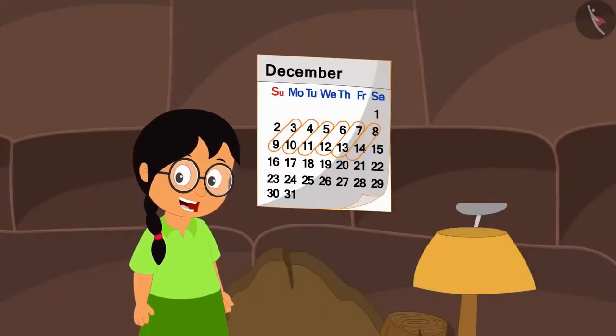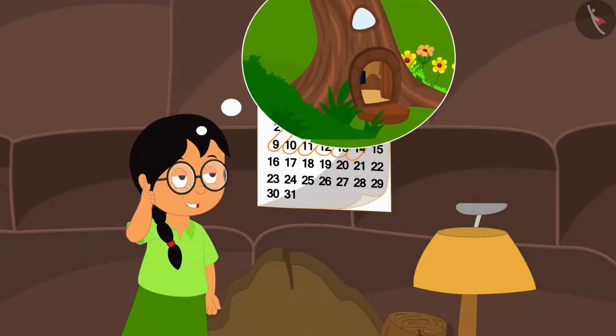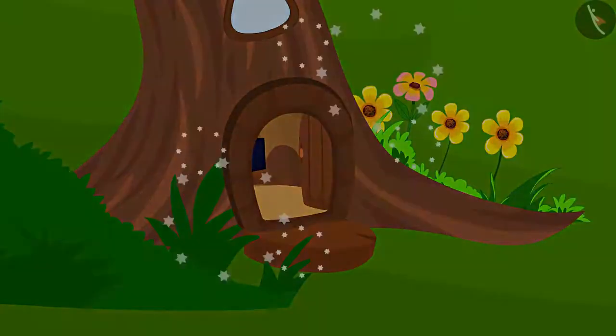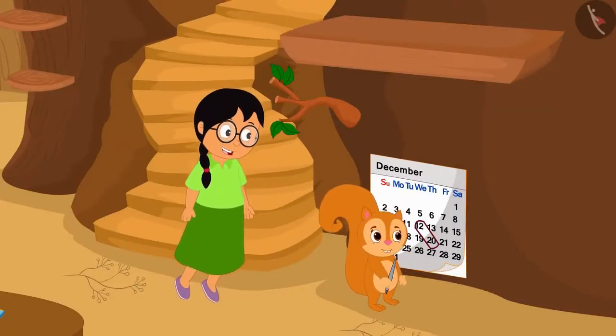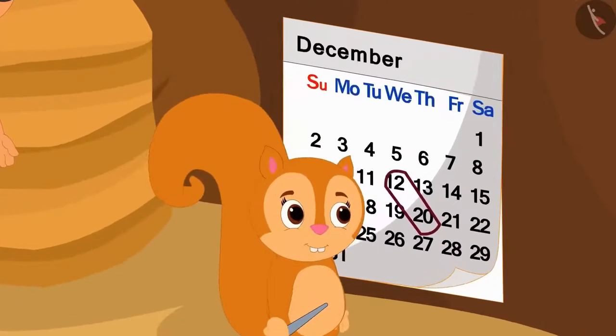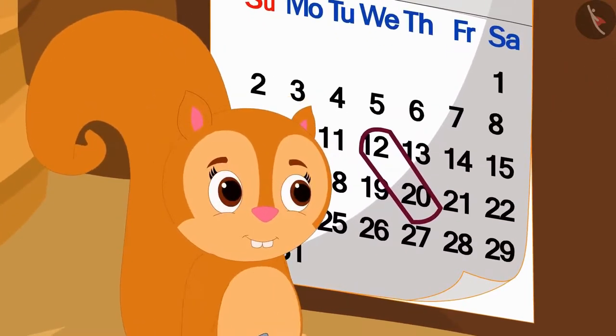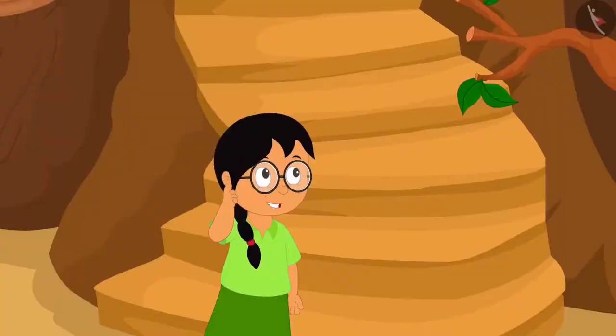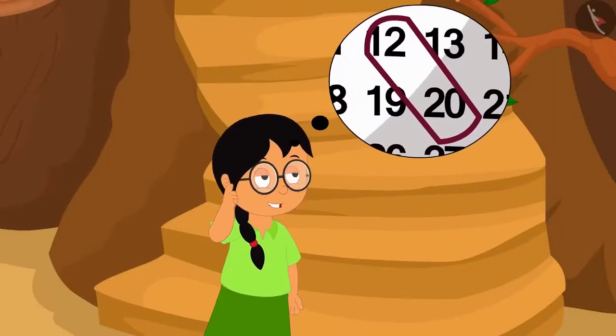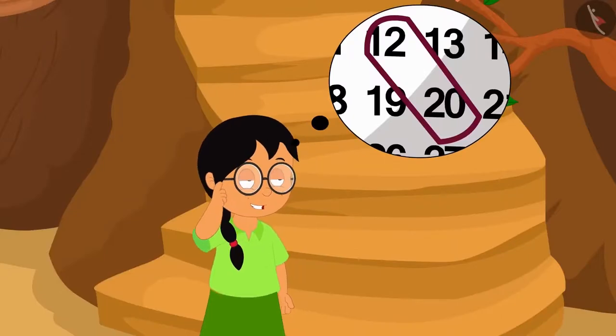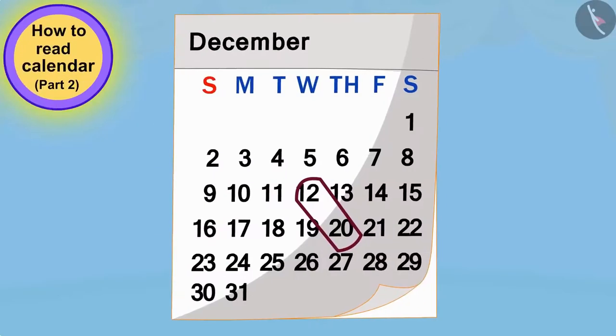Meenu got very excited upon seeing this pattern. Now Meenu thought that she should fly to Chanda's house and see what Chanda is doing. When she reached Chanda's house, she saw that Chanda was encircling 2 dates like this on her calendar. Meenu started wondering if there is a pattern in these two numbers too. Children, can you tell what the difference between 20 and 12 will be?